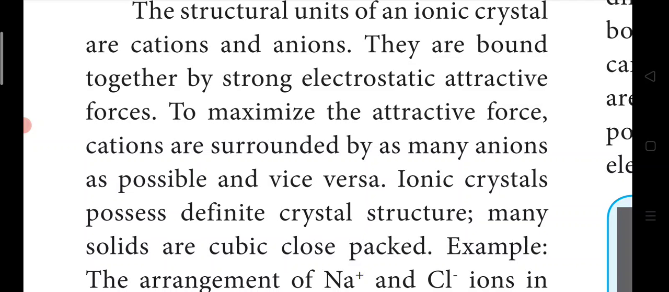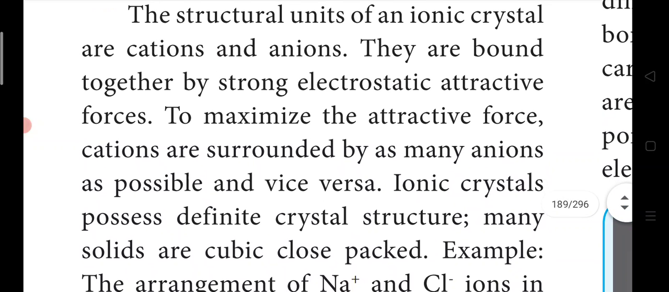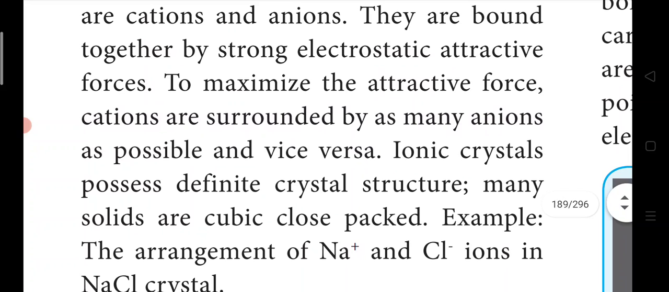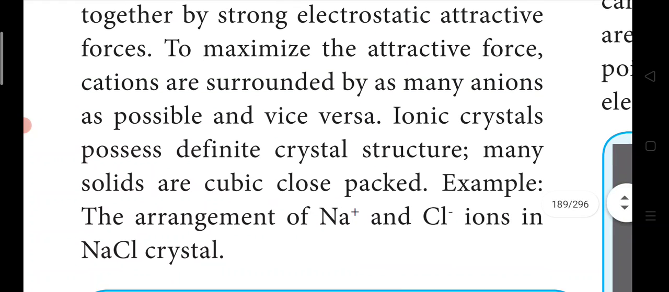So when we have a positive or negative ion, definitely there will be an electrostatic force of attraction. These ionic crystals mainly have only anions and cations, so they will have this attractive force, and they are surrounded by anions to have more attraction. The anions will be surrounded by cations to have more attraction. In the same way, the cations will be surrounded by anions to have more attraction.